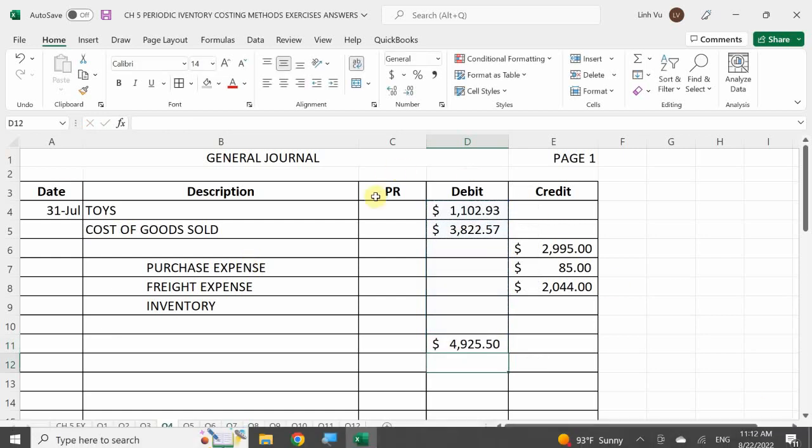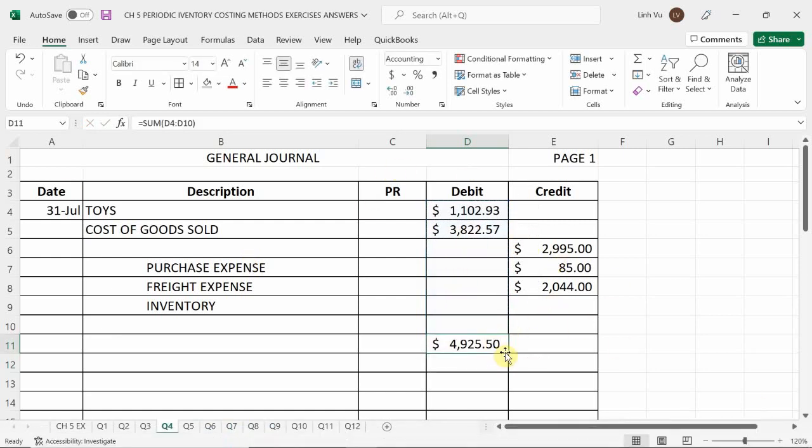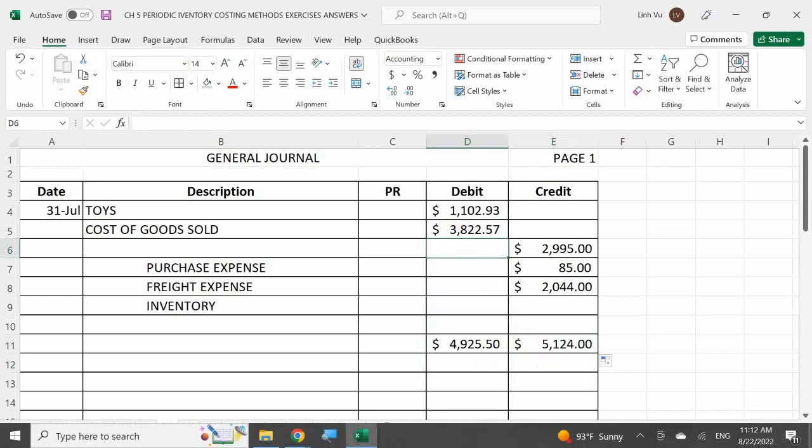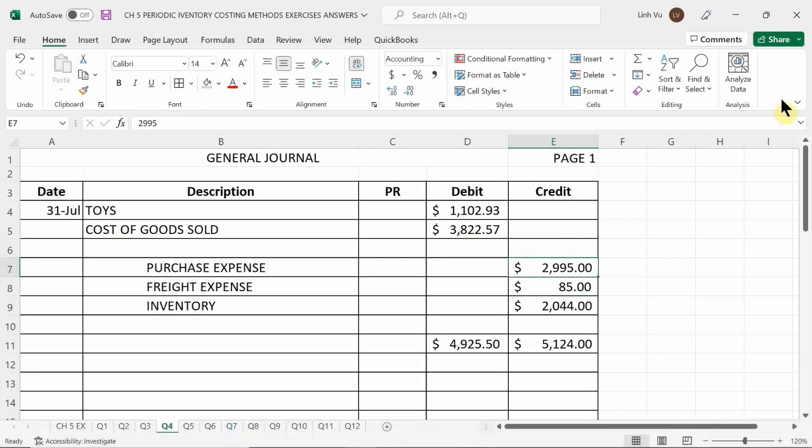So equals sum. I got $4,925.50 on the left, while I got $5,124 on the right. Oh, hold on. Okay, so in this case, I need to know what 5124 minus 4925.50 is, and that gives me not that number. Okay, let's do that again.